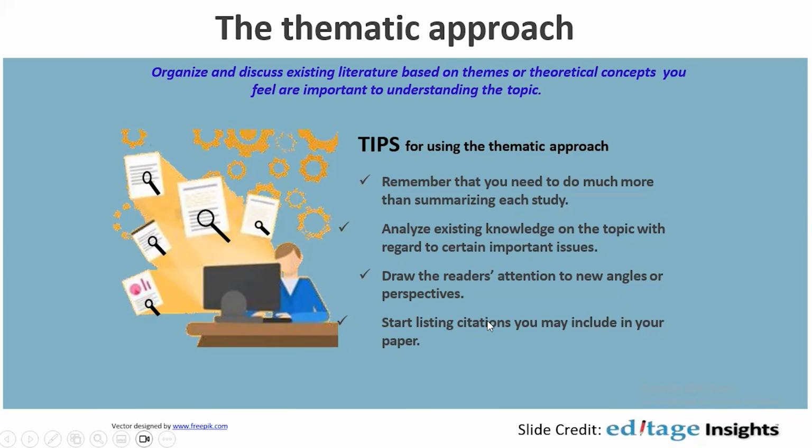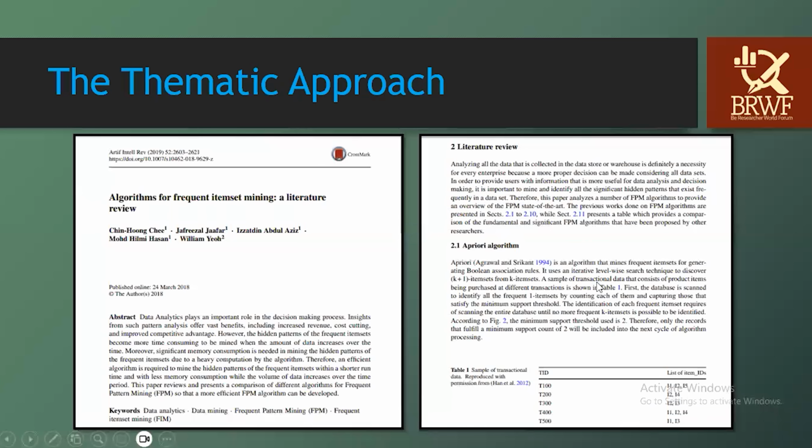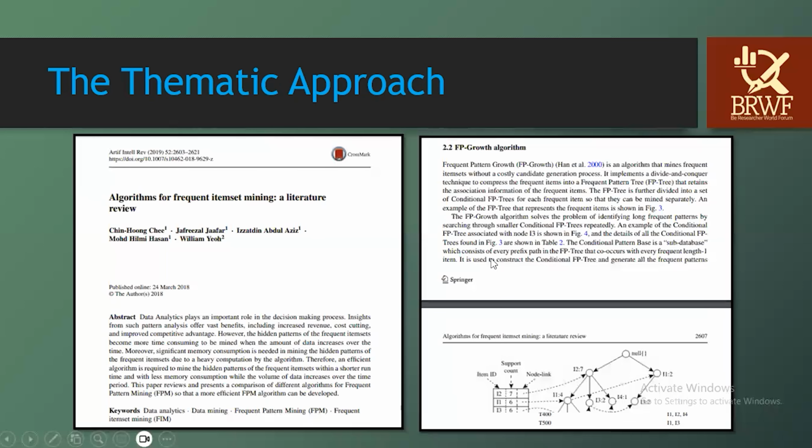When you are doing the thematic approach, there is another example for it. For example, on the same topic, algorithms for frequent itemset mining, the same topic, but this literature review is in thematic order. For example, they provide the Apriori algorithm. They don't consider the time. This is the FP-growth algorithm. Yeah, this is another technique.